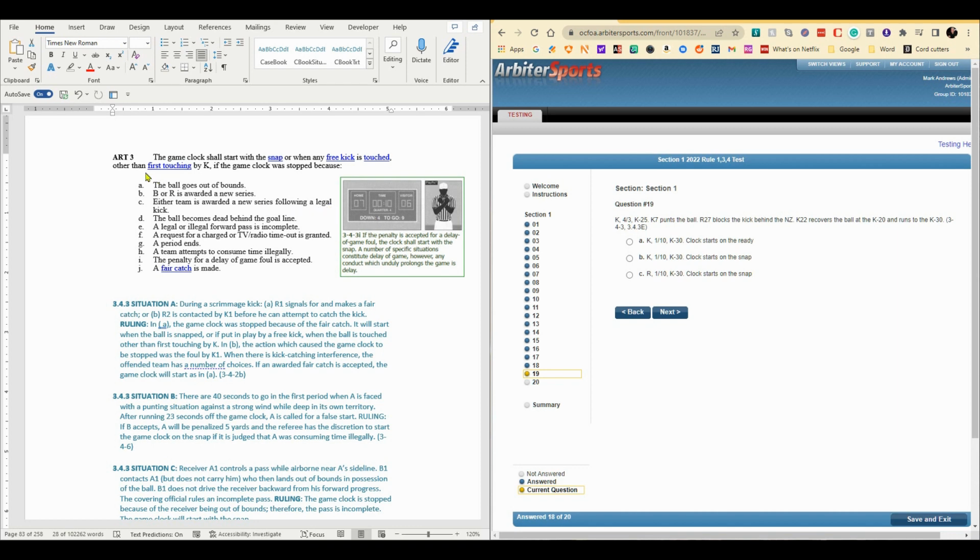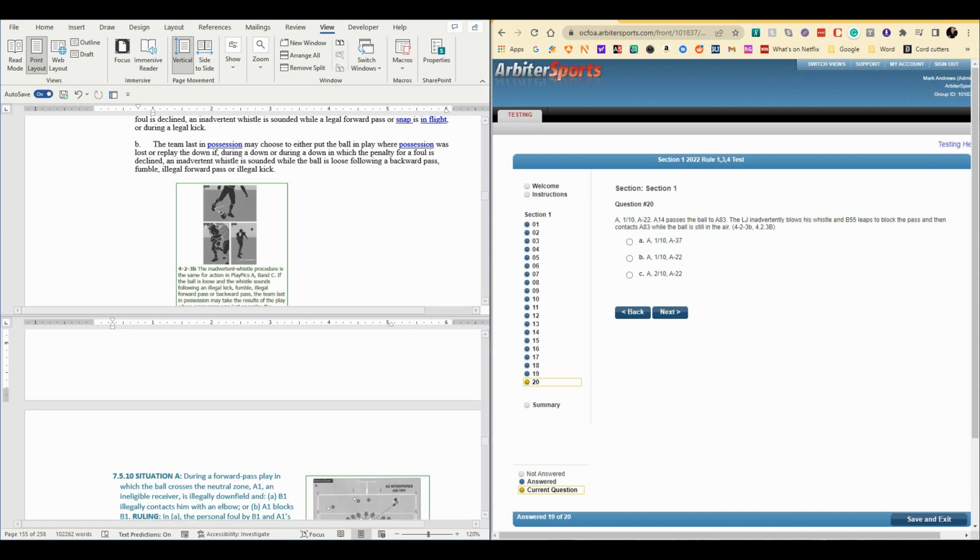And 343 tells us the game clock shall start with the snap when any free kick is touched other than first touching by K, if the game stopped because either team is awarded a new series following a legal kick. Been through this one before. So it's going to start on the snap. K has a new series. So the answer is B.